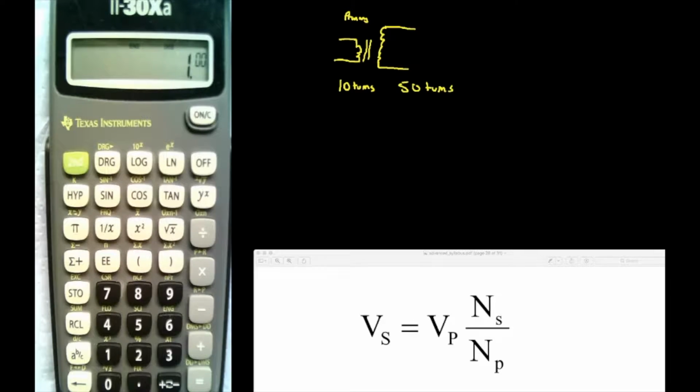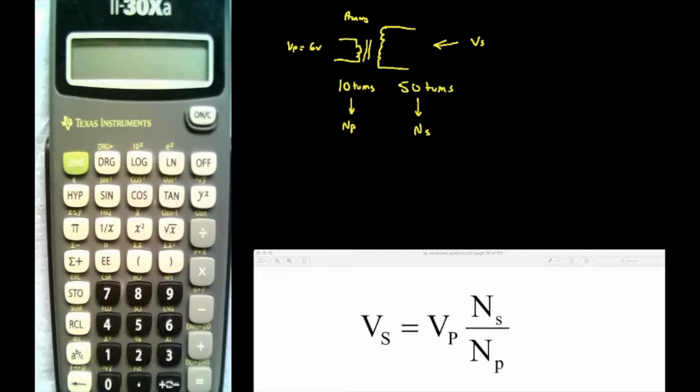And we can put that in the equation. So this one, the 10 turns, is in the equation you see below, NP, the number of turns on the primary, and this one is the number of turns on the secondary. And if we put in 6 volts here, what will we get coming out? We'll get Vs coming out, because we've got Vp of 6 volts on the primary.